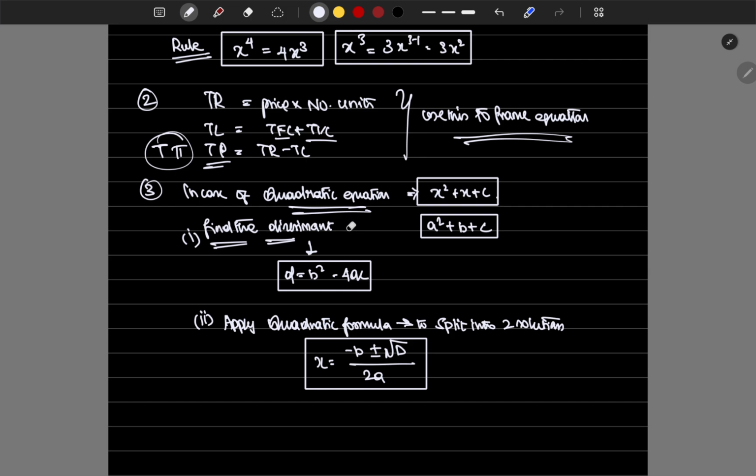We have to find the discriminant using the formula D is equal to b square minus 4ac. Once we find the discriminant, we apply the quadratic formula to split the equation into two solutions, which are the x one value and the x two value.